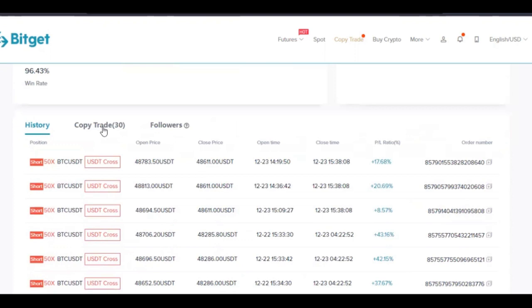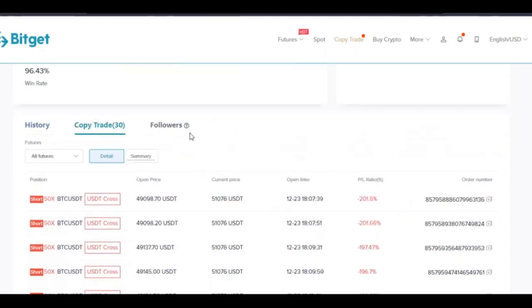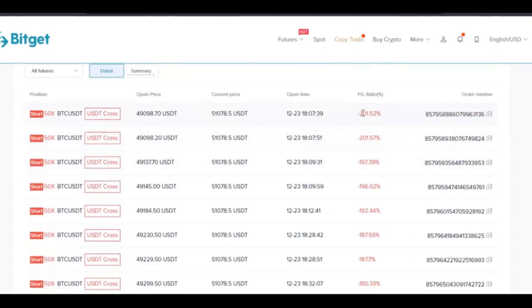Currently, he has about 30 trades ongoing. These are trades that are ongoing, and some of these trades are swing trades. Why is it swing trade? If you come in here, it means that it can last for more than a day. You will see when this person opened this trade, this was around the 23rd. So, okay, this trade was opened today.